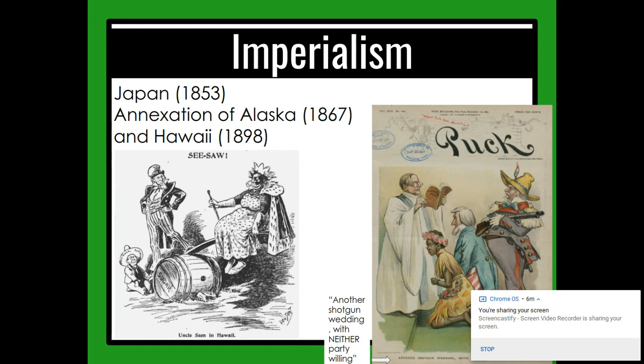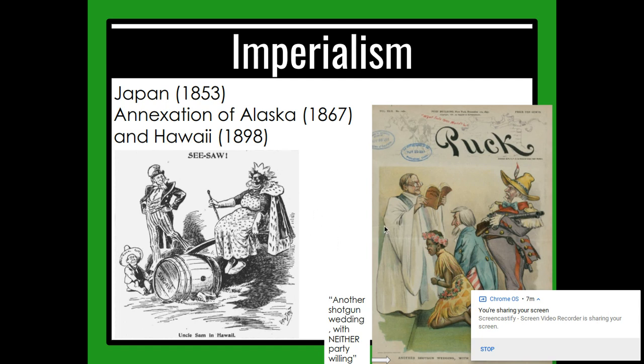Let's talk about some examples of imperialism. Very early imperialism, we have Matthew Perry going with the Navy to Japan and trying to force Japan to open its doors to us to trade. We also see that we purchase Alaska in 1867 and annex it. And in 1898, we annex Hawaii after deposing their queen, Liliuokalani.